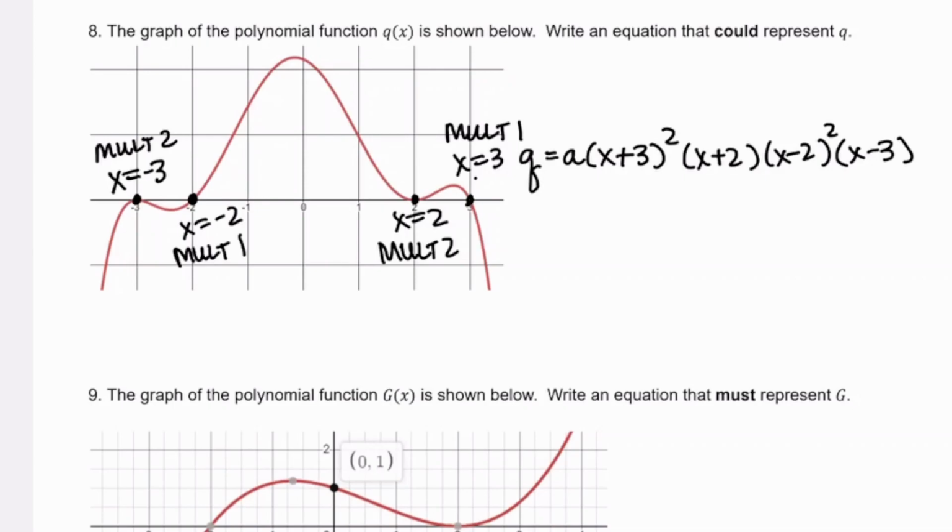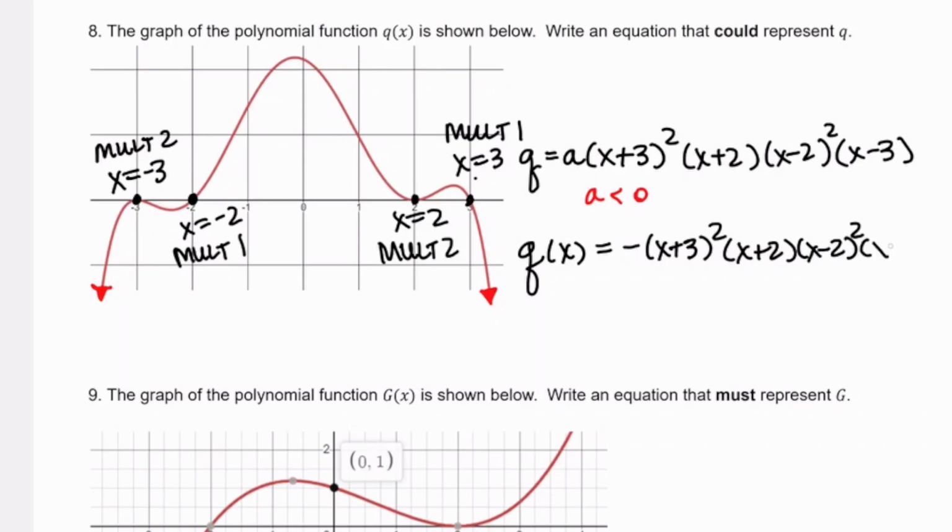But then there's also the possibility of a leading coefficient, and I need to be considering the end behavior here. Okay, so if I put some arrows over here, it would sure look like, again with the triangle, it would look like it's going to be an even degree polynomial with a negative leading coefficient. And if I added up all the exponents, 2, 3, 4, 5, 6, okay, I'm seeing an even degree. Okay, I need to have a negative leading coefficient. So I'm going to say a needs to be less than 0, so I'm just going to make it -1. But you could do something else. So q of x equals -1 times x plus 3 squared times x plus 2 times x minus 2 squared times x minus 3.